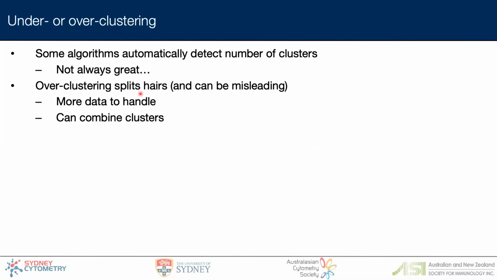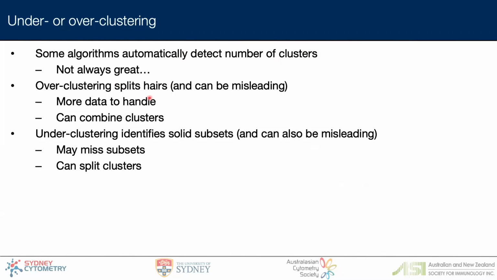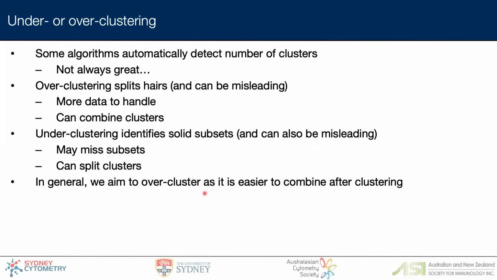So over clustering, obviously, you are going to be splitting hairs at this point. You do have more data to handle, but you can easily combine clusters. Under clustering is the exact opposite. You can get more solid subsets, but of course, you may be combining two subsets of cells together, so you can just split them. And here, it's important to appreciate that both of these can be misleading. They're not perfect. But in general, we aim for over clustering because it is easier to combine after clustering, and we also get a lot more granularity within our data set.